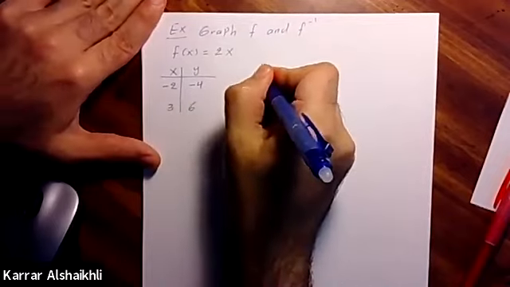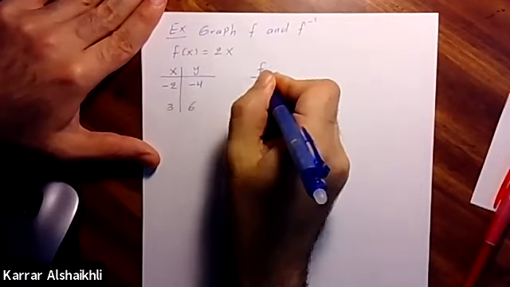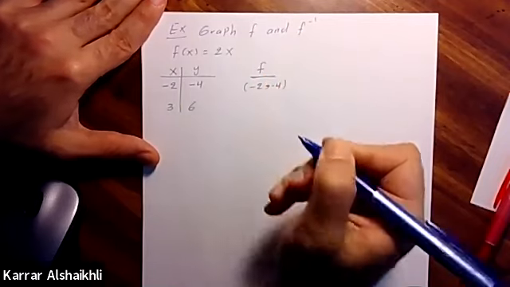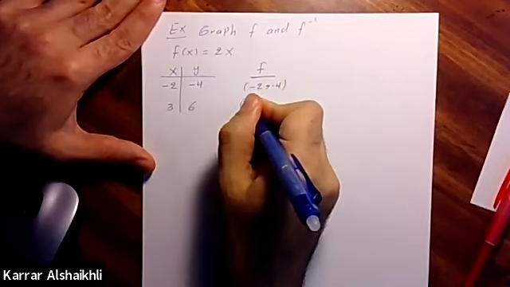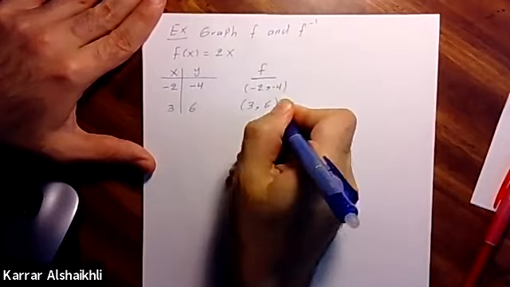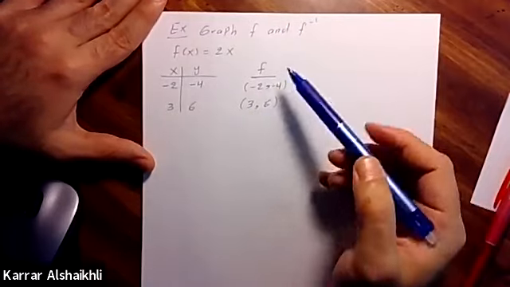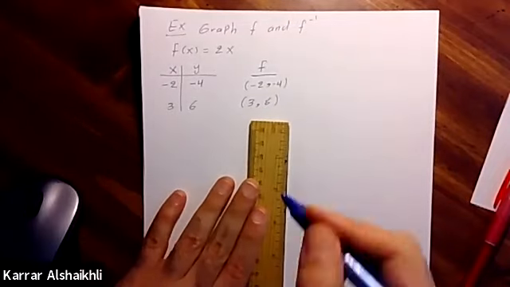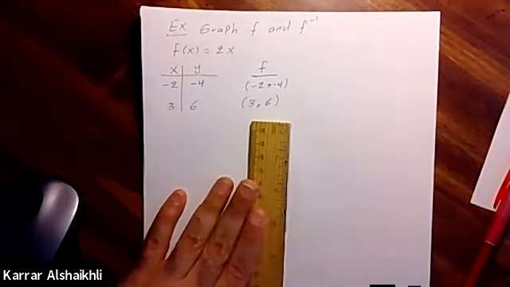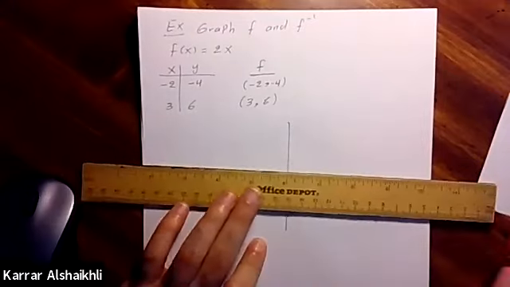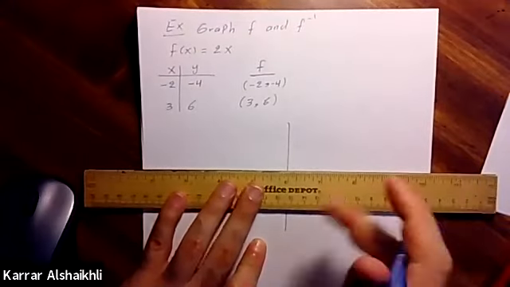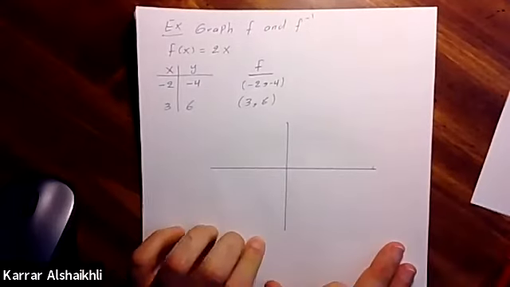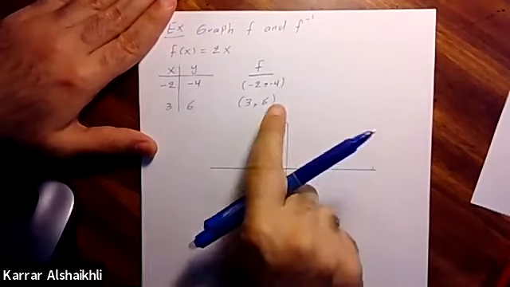So to graph f, I have 2 points. I have -2 and -4, and the second point, 3 and 6. So this is the graph of f. Let's graph it. Here are the coordinates. Let's graph the f function by using these 2 points.